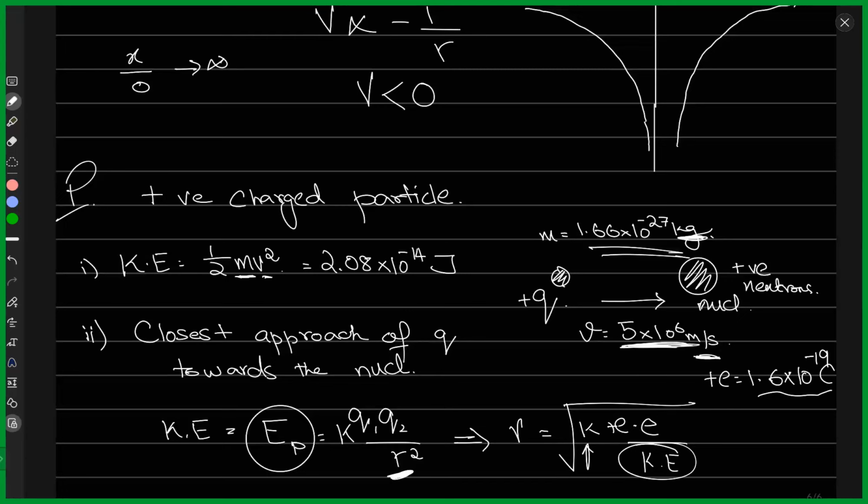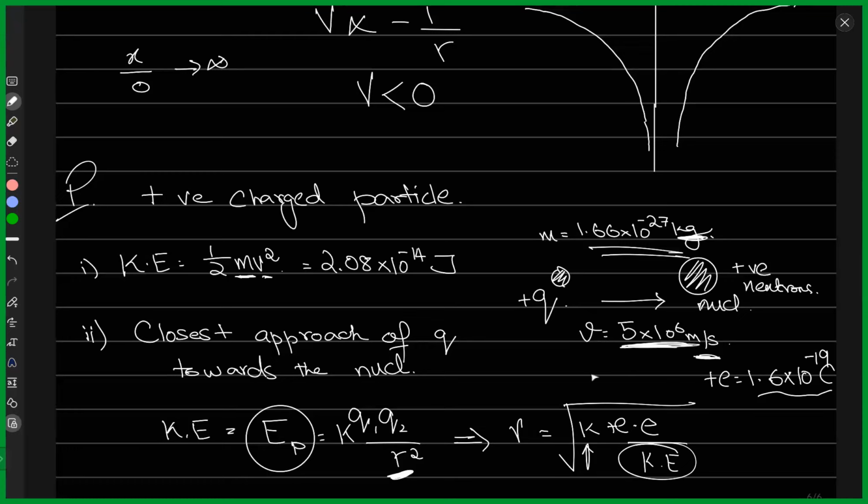Okay, so the distance that I get from this expression would be the closest approach that this particle plus Q can come to this nucleus. After that, its path would bend. It would change its direction.